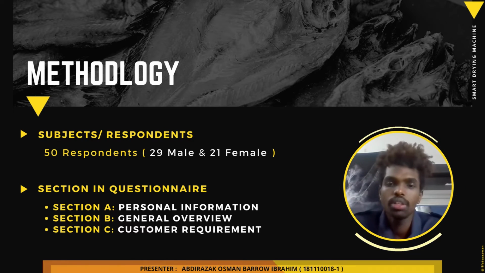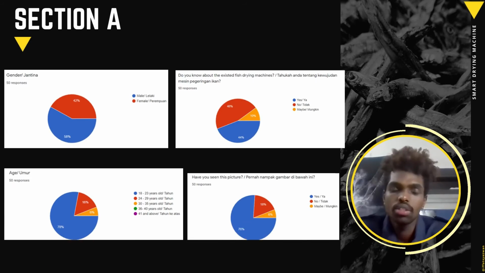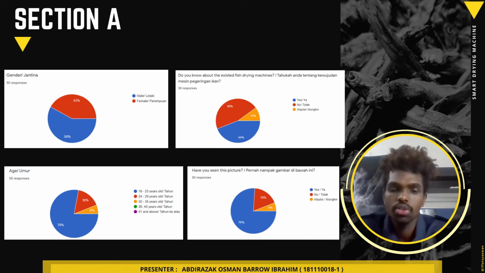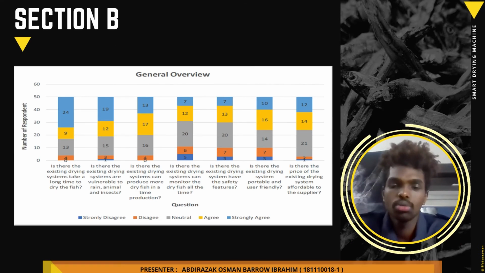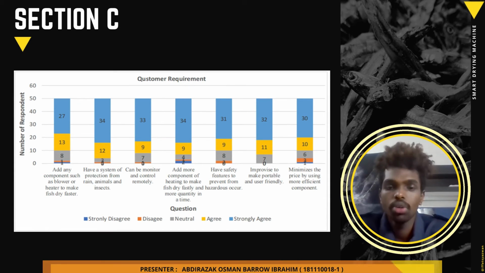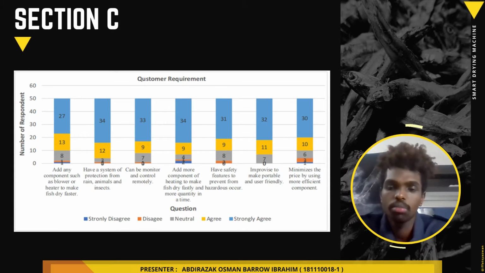We set the questionnaire into 3 sections. Section A was about personal information. Section B was about the general overview. And for section C, we focused more on the customer requirements.